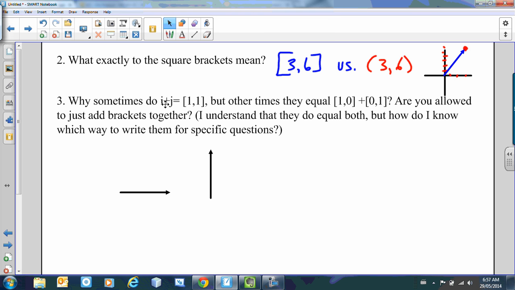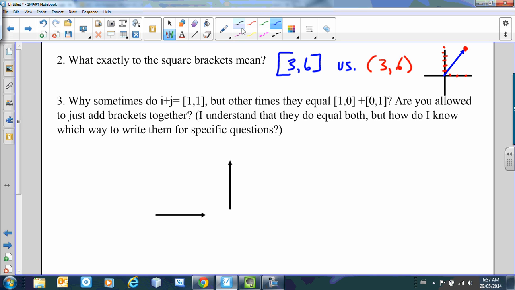And then the last one, why does i plus j equal square bracketed 1, 1, also equal 1, 0, and 0, 1? And so basically what we want to recognize is what each of these things represents. This is my i. i is a unit vector in the horizontal direction to the right. j is a unit vector in the vertical direction up. So this is j.